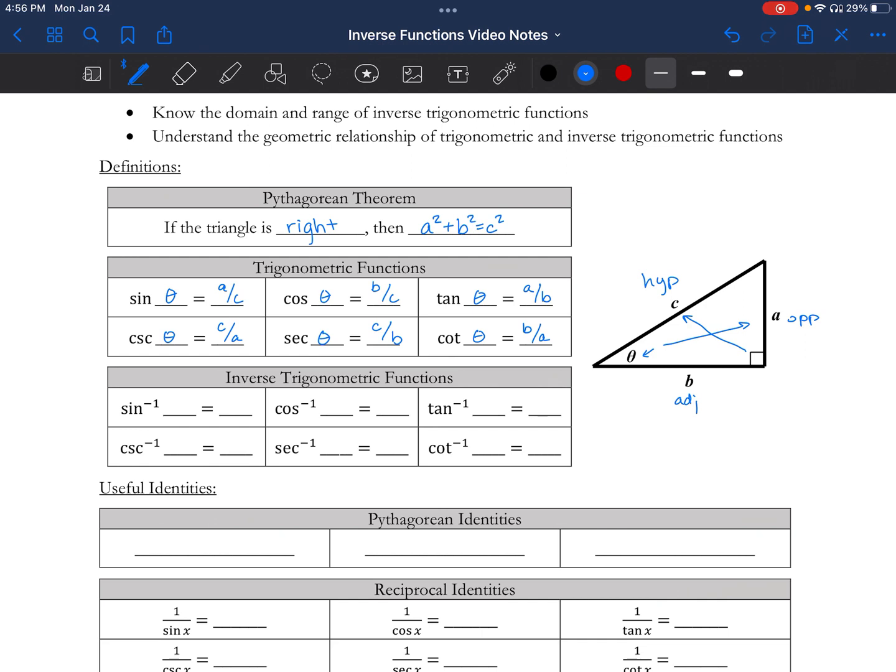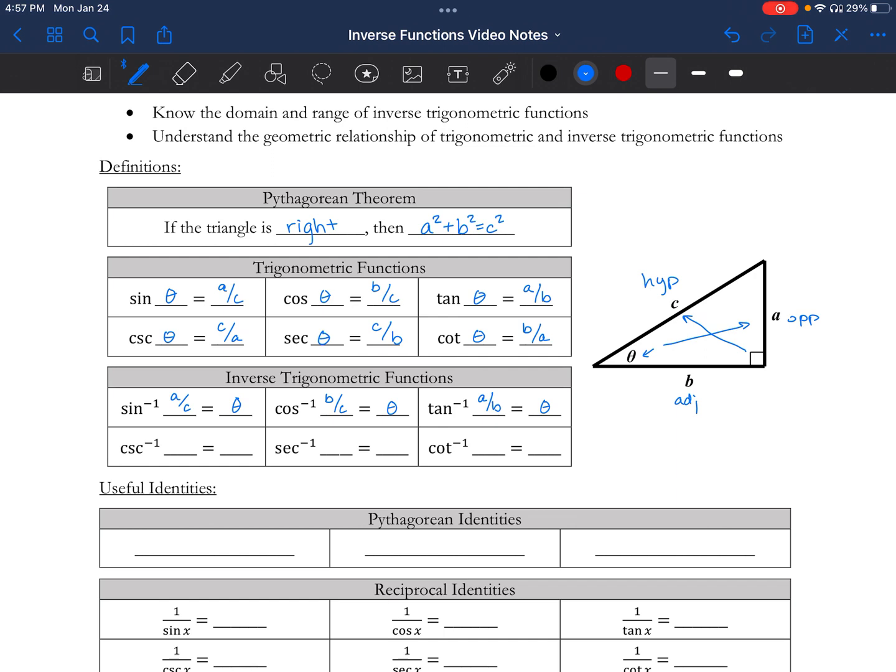Now, when I mentioned before about inverse functions, what they do is they take in the output from the regular trig functions and they spit out the input of their original trig functions. So what I want to happen for a triangle is for it to take in the side ratio of A over C, and spit out theta. The same thing happens with cosine. I want it to take in B over C and spit out theta, that angle. For tangent, I want it to take in A over B and spit out theta, the angle.